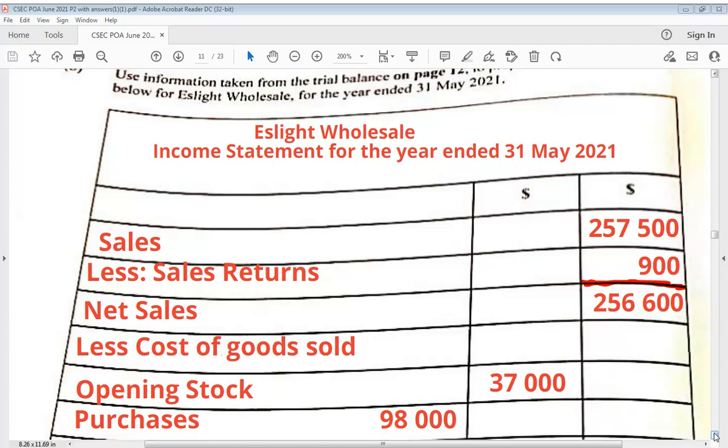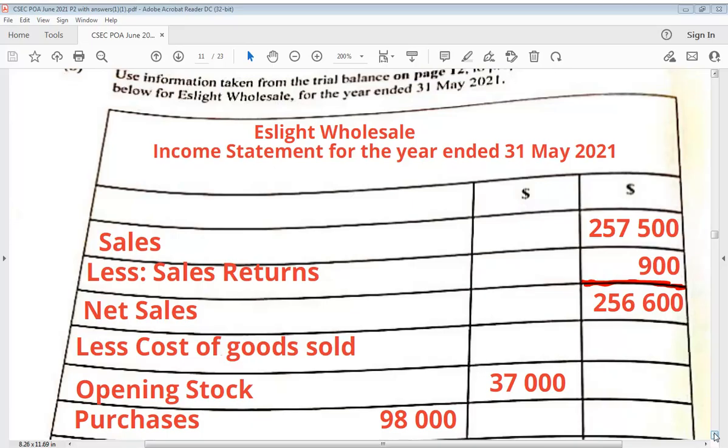Then we're going to less our cost of goods sold, our cost of sales, same thing. We begin with our opening stock at a debit balance of 37,000. Next we would have our purchases. Our purchases was 98,000, but we have to look to see if there were any purchases outwards. Did they provide us with any in the trial balance? No. So what do we do?